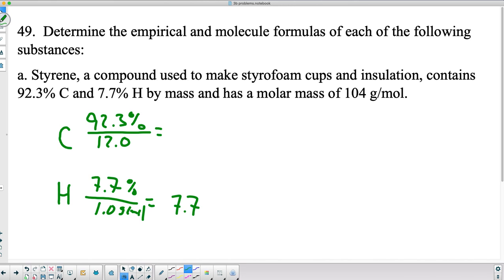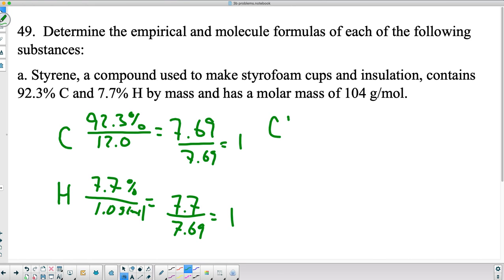So 92.3 divided by 12 is 7.69. Notice that for hydrogen it's 7.7. Now I divide both of these by the smaller one like this. I get 1 and 1. Okay. Now 1 and 1 means that my empirical formula is literally CH.